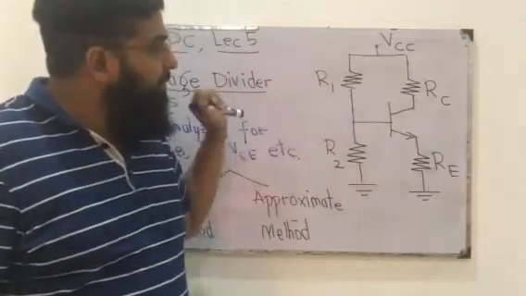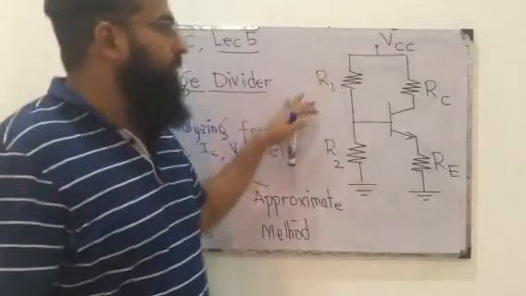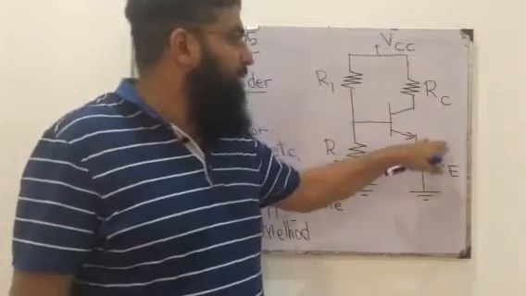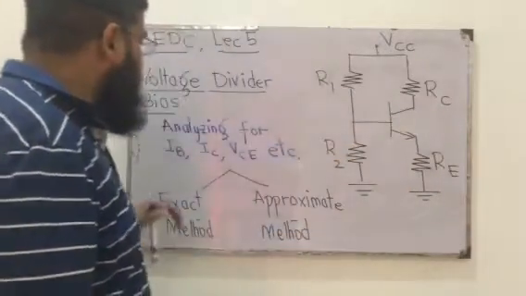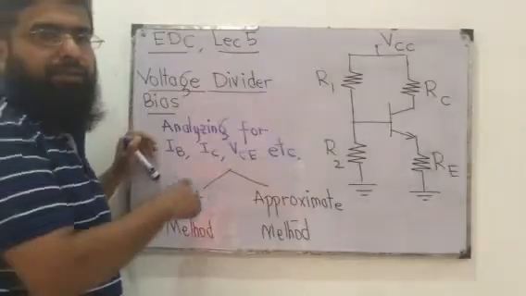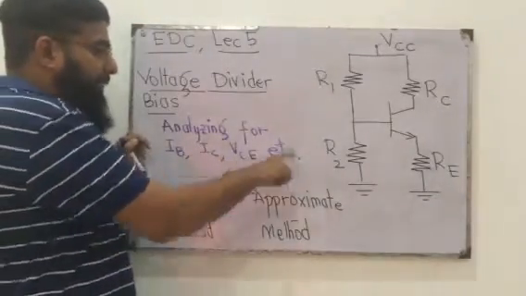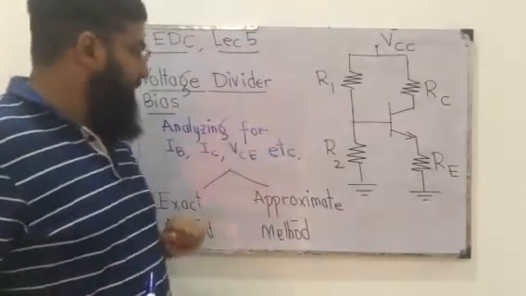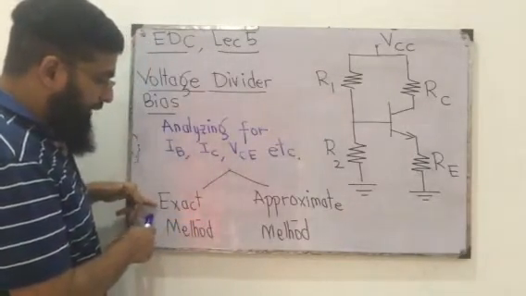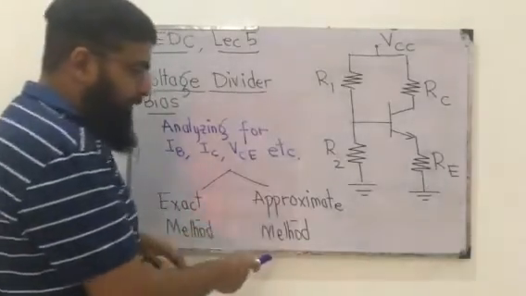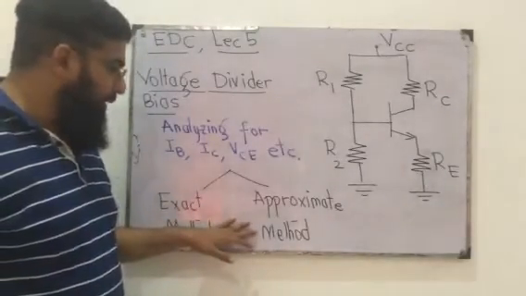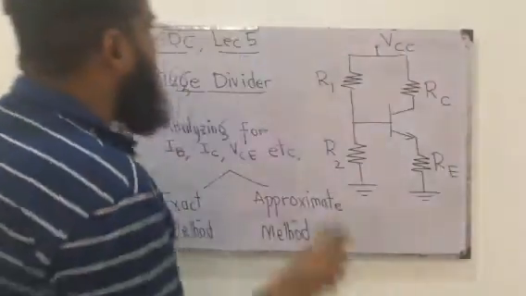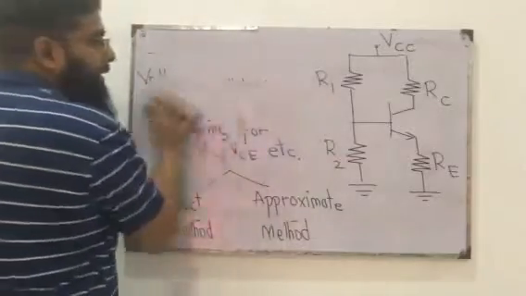The same VCC is used to bias the circuit, making the base emitter junction forward biased and the base collector junction reverse biased. Like we did in the fixed bias configuration, we'll analyze for IB, IC, VCE, etc. To analyze this circuit, we can either adopt the exact method or the approximate method. In this lecture, we'll study only the exact method. In the next lecture, we'll talk about the approximate method. Let's see what the exact method is.